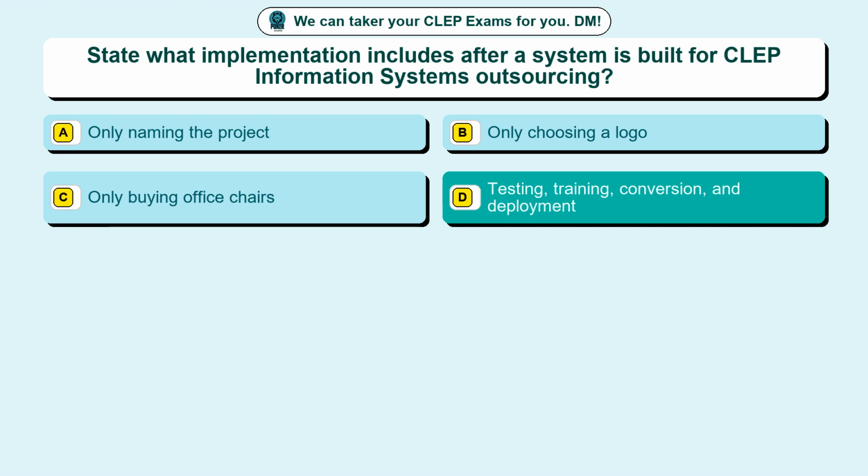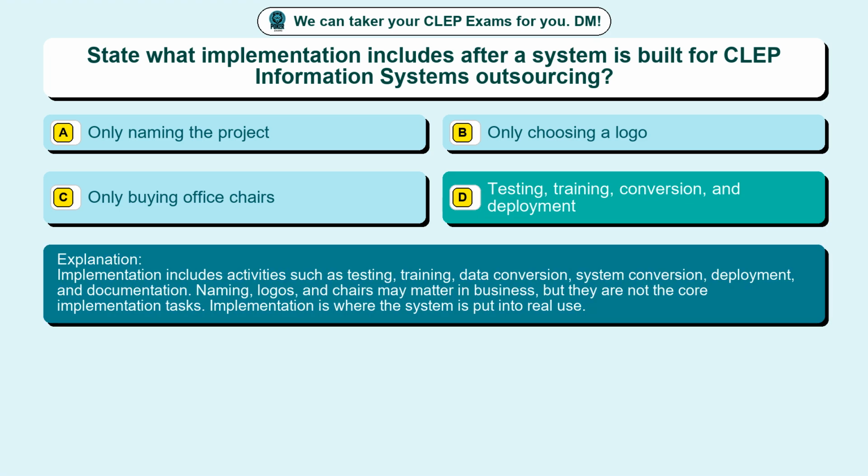The correct answer is option D, testing, training, conversion, and deployment. Implementation includes activities such as testing, training, data conversion, system conversion, deployment, and documentation. Naming, logos, and chairs may matter in business, but they are not the core implementation tasks. Implementation is where the system is put into real use.